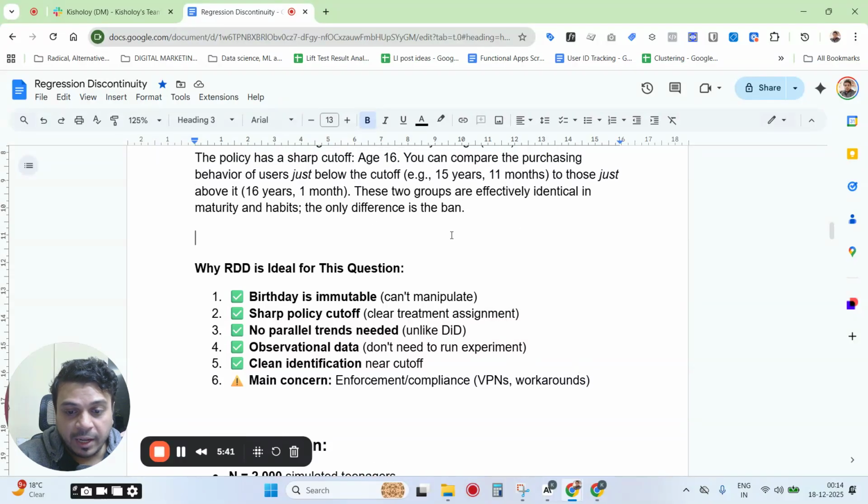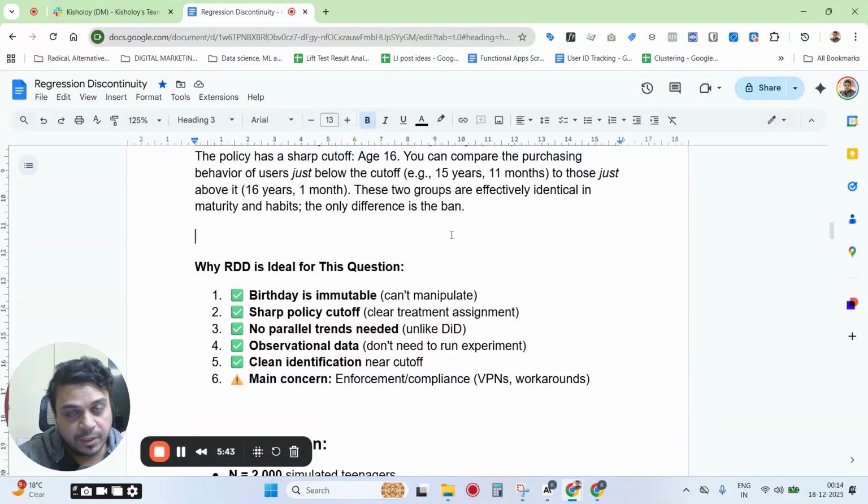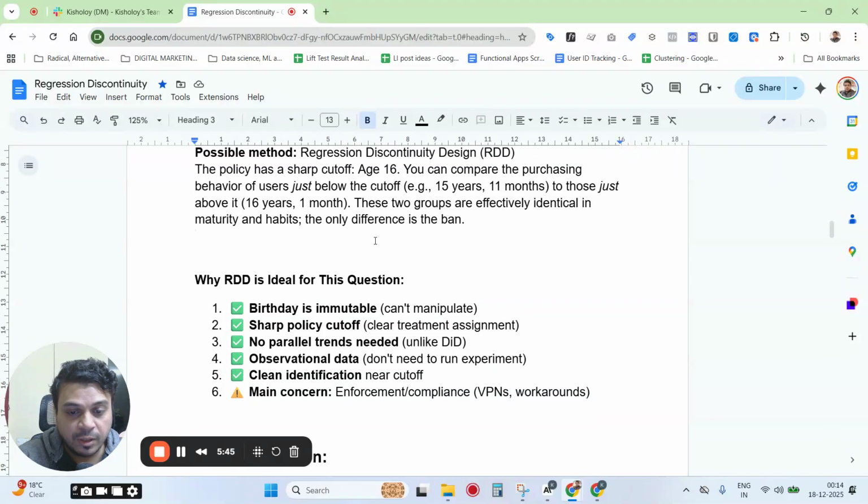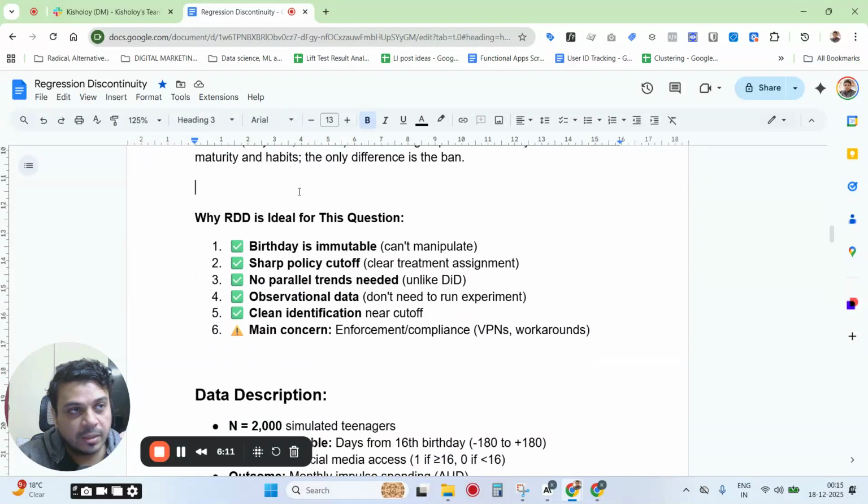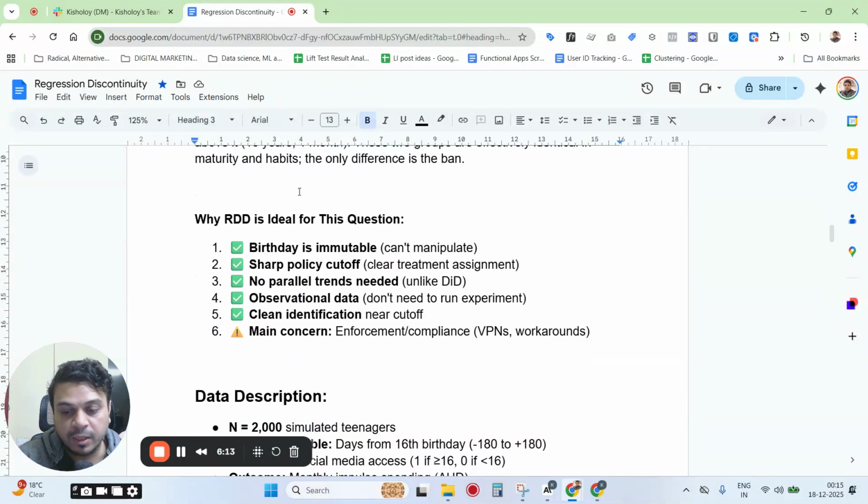These two groups are effectively identical in maturity and habits. The only difference is the band. The reason we choose 15 years 11 months and 16 years 1 month, for instance, very closely overlapping, is that it's at the policy level only. At a policy level, even a 1 month difference makes all the difference, because the people just below the cutoff are not able to use social media, but these people are. So that's the point, and in all other respects they are mostly similar.